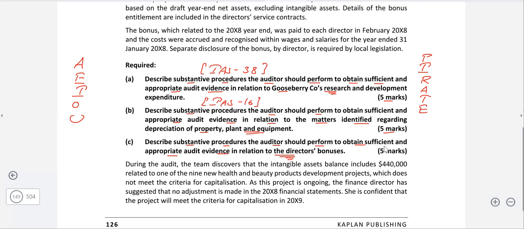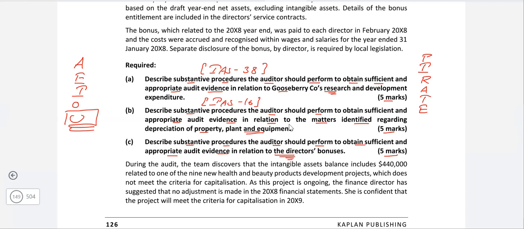Okay, now we are going to read the question again. So it is for 5 marks. So 5 procedures for research and development, 5 procedures for depreciation, and 5 procedures for the bonuses. Now, remember one thing, that there are certain easy marks which you can always get in the substantive procedures question. And let me tell you the technique of getting those easy marks. For example, this U, which represents recalculation, is one of the easiest marks you can get. So for example, if it is about research and development, what you can do is recalculate the amortization.